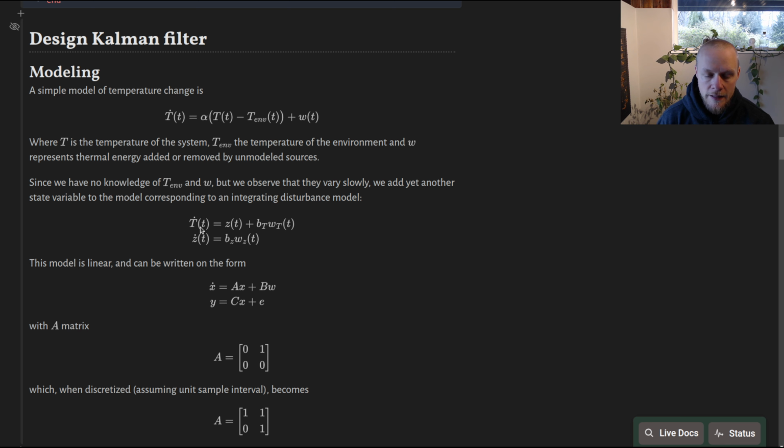So this is a linear model. We can write it in this form here. This is now in continuous time. So the derivative of our state is some linear function of the current state and these noise inputs. Here we don't have any control inputs like we have had in previous videos. So this is now just a noise input.